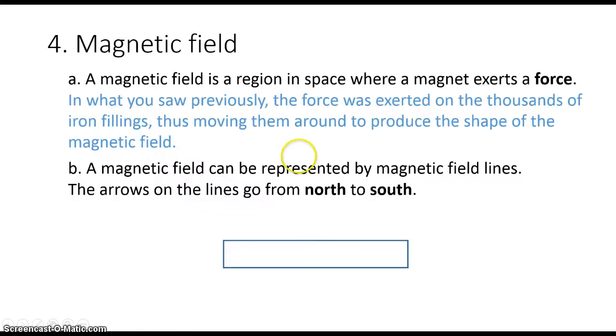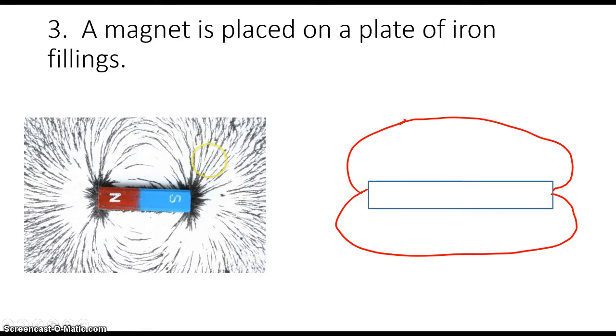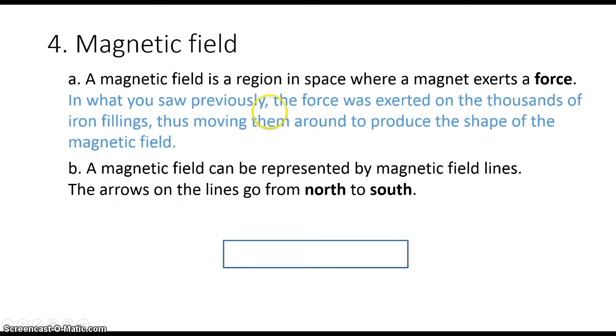So, a magnetic field. What is a magnetic field? A magnetic field is a region in space where a magnet exerts a force. In this picture here, you will see that there's a magnet here, and the area around the magnet is a magnetic field. The magnetic field exerts a force on these iron filings, causing them to go in this particular shape. What you saw previously was the force exerted on all these thousands of iron filings, moving them to produce the shape of the magnetic field.